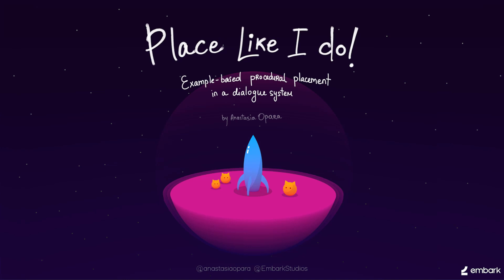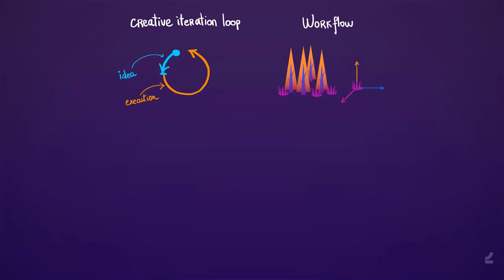So you might be wondering, what is example-based procedural placement? When creating a scene, probably the most common way of doing it would be placing each asset by hand. However, that quickly becomes tedious, especially for larger scenes, and any future modification will have to be carried out by hand too. Thus, the creative iteration loop of how fast we can explore new ideas and iterate on existing ones becomes stifled by the execution time it takes for each iteration.